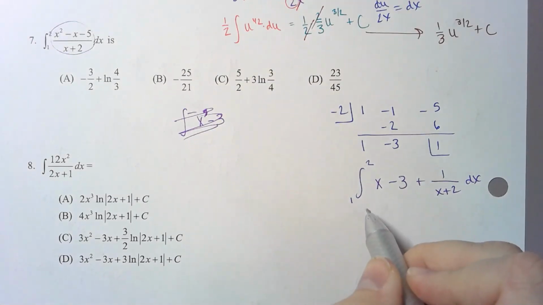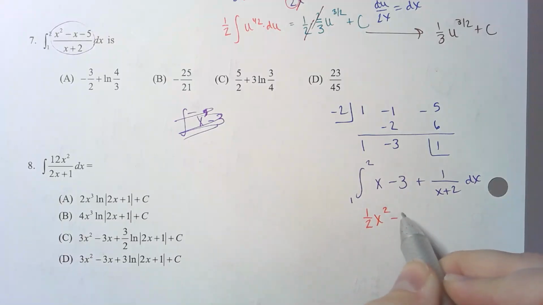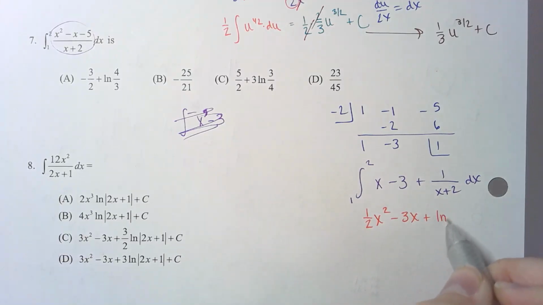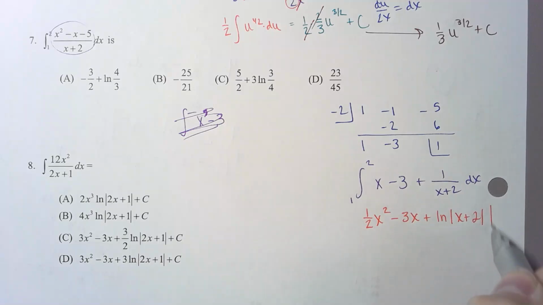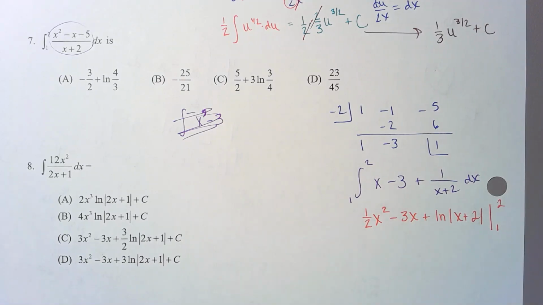So now I can take the antiderivative to get x squared over 2 minus 3x plus the natural log of the absolute value of x plus 2. And we are going to evaluate that from 1 to 2. So let's start with the 2. Let's see, I get 2 minus 6 plus the natural log of 4 minus 1/2 minus 3 plus the natural log of 3.